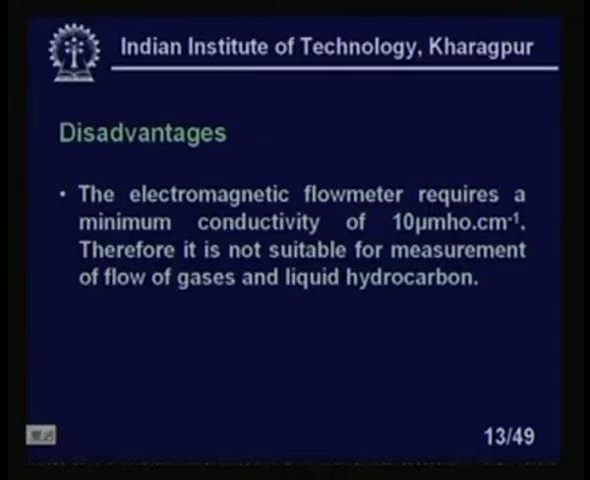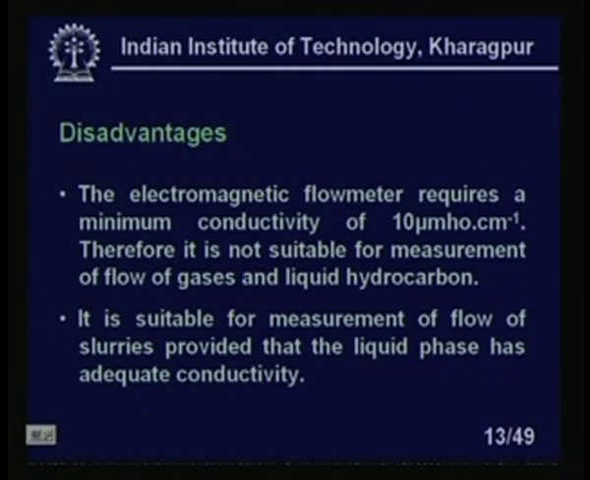The electromagnetic flow meter requires a minimum conductivity of 10 micromho per centimeter. Right? Therefore, it is not suitable for measurement of flow of gases and liquid hydrocarbons. So, it is not suitable for measurement of liquids in any oil industry or petrochemical industry. Right? It is suitable for measurement of flow of slurries provided the liquid phase has adequate conductivity. Then only the measurement is possible. Otherwise, it cannot be. So that restriction is there, it should be there, right.